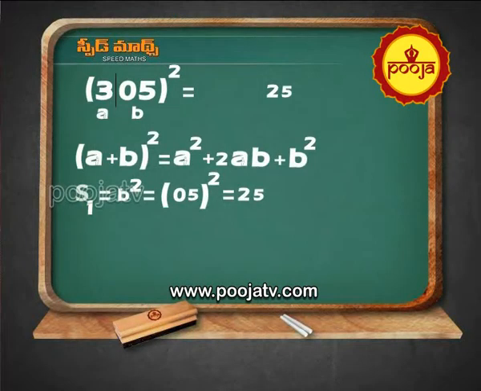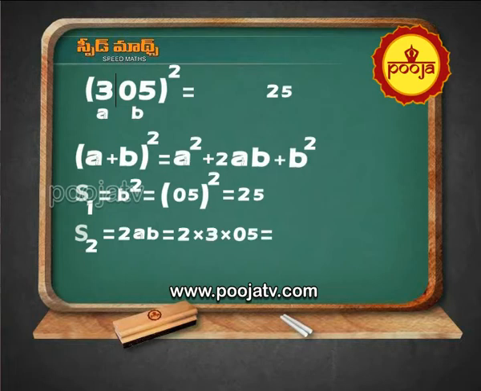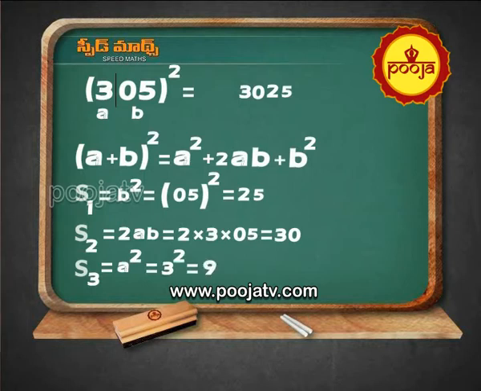So Step 2 equals 2AB, which is 2 into 3 into 05, equals 30. 30 here. Step 3 equals A square, which equals 3 square, equals 9. 9 here.